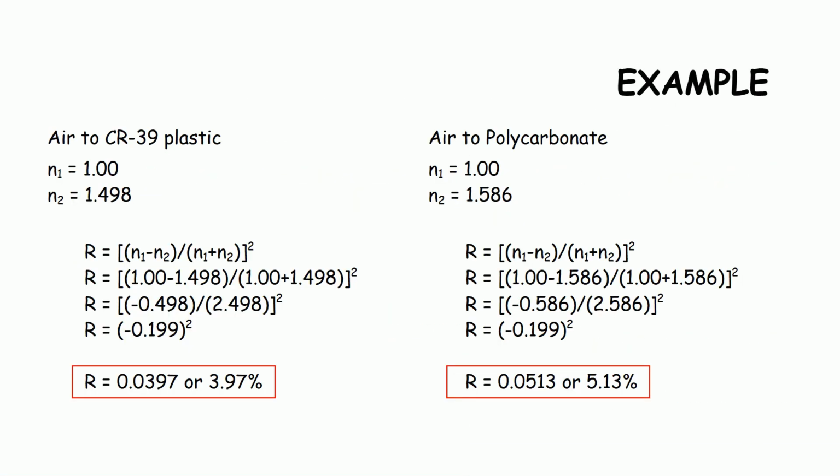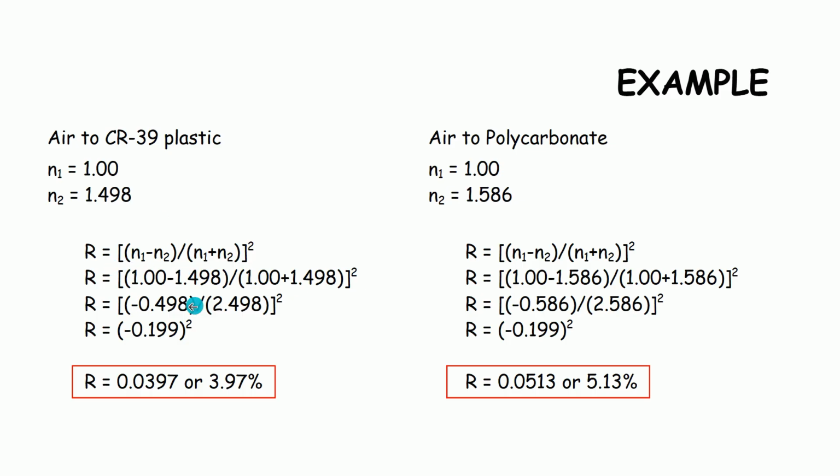So let's have an example here. For our CR39 plastic, what is the Fresnel reflection of this CR39 plastic? We can simply substitute into the formula of Fresnel reflection. So you will just have to substitute. N1 is 1 and N2 is 1.498.